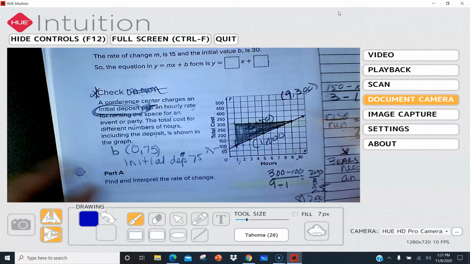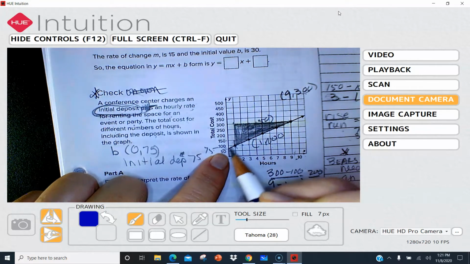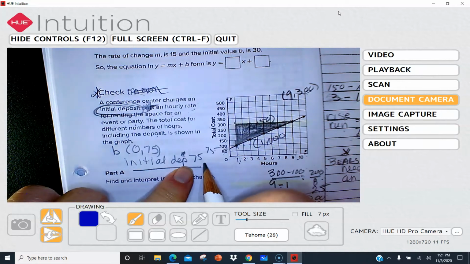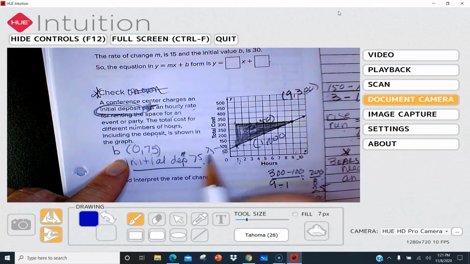My initial deposit is 75. So I'm looking right here, somewhere between 50 and 100. That's going to be 75. So my initial deposit is 75, so my b is 0.75. That's where I get that from.